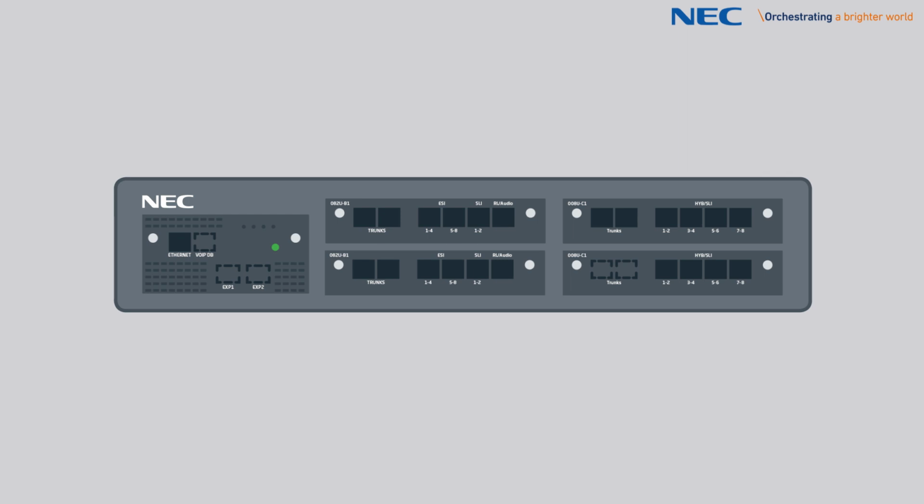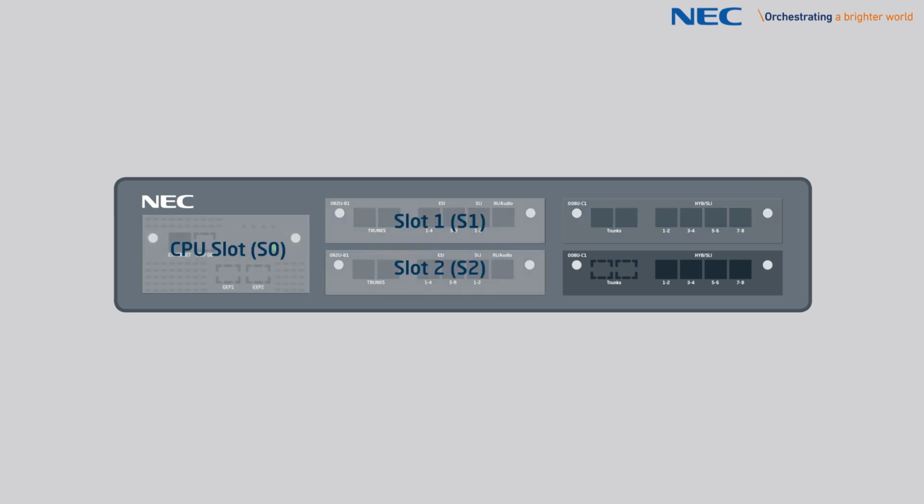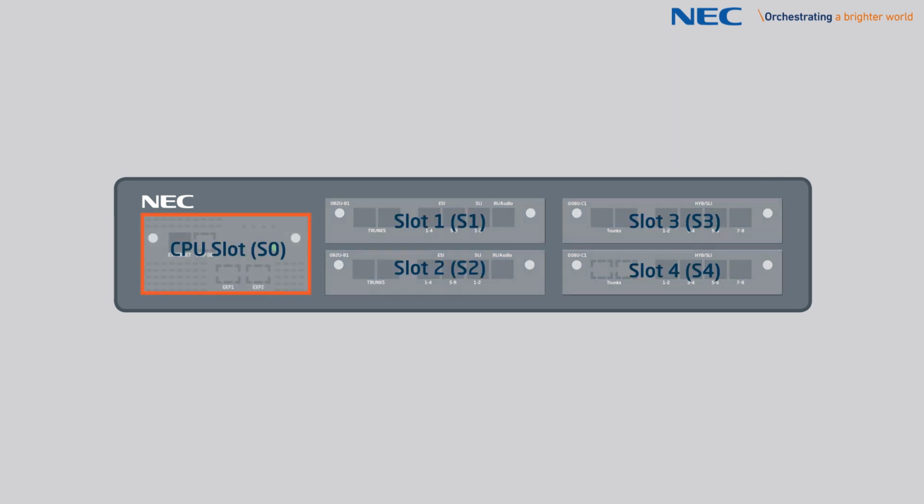The slots are labelled S0 to S4 on the front of the chassis. Slot S0 has the CPU card installed. Slots S1 to S4 are universal slots for any interface card. Slot 4 does not support digital extensions.